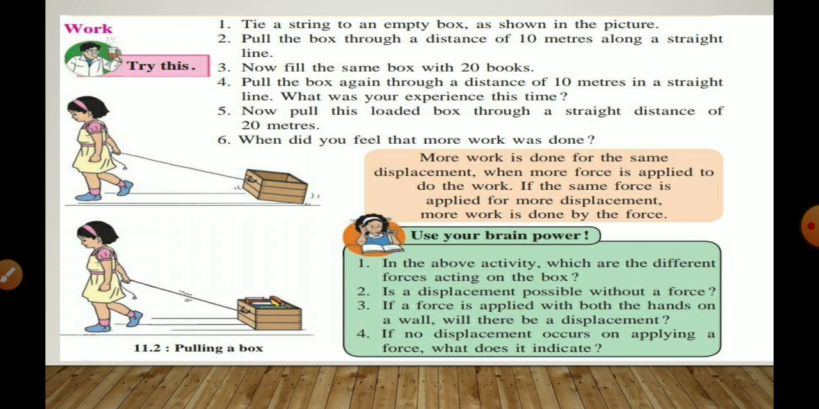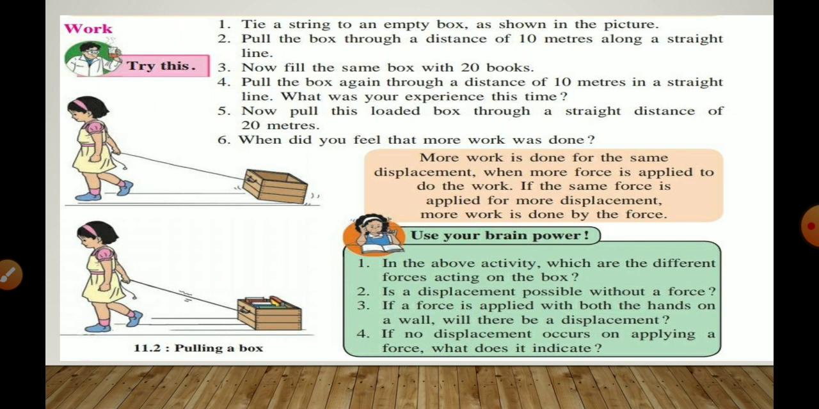In the 9th lesson and 10th lesson we have already studied types of forces, and here gravitational force, frictional force and muscular force. With the help of muscles we are pulling the box, and frictional force is also used here, and gravitational force is also used in this action.